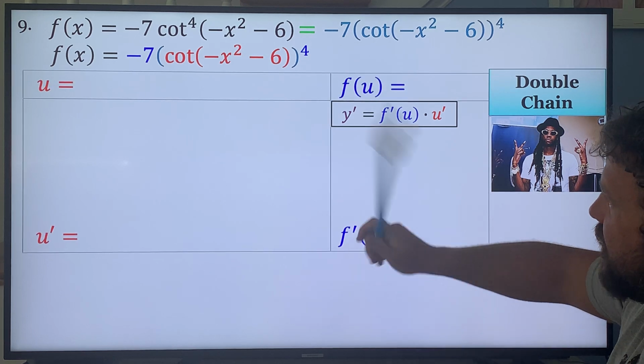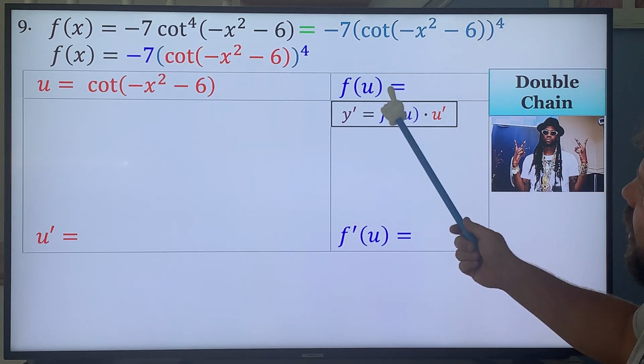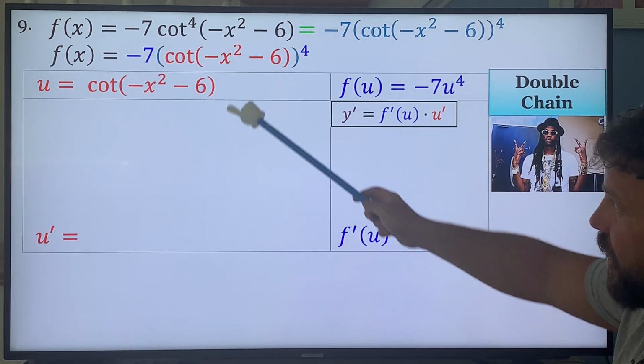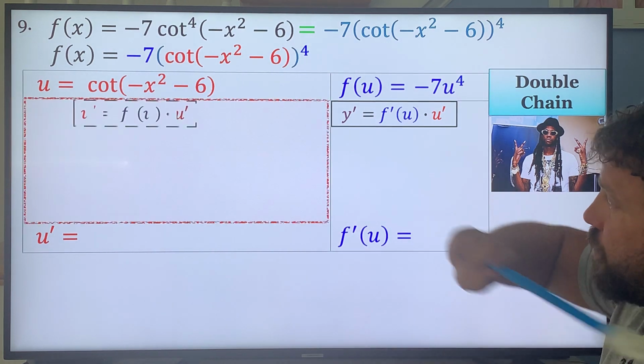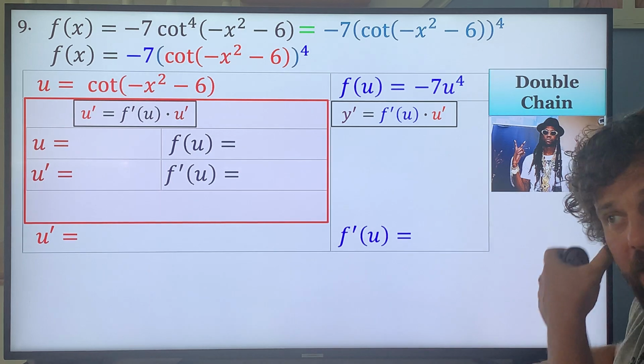So let's go check this out. Our u, cotangent of negative x squared minus 6. F of u is negative 7 u to the fourth power. And here comes the double chain. Boom! We're going to have to use this chain now to find out the cotangent thing. Now you can do this in your head if you'd like.